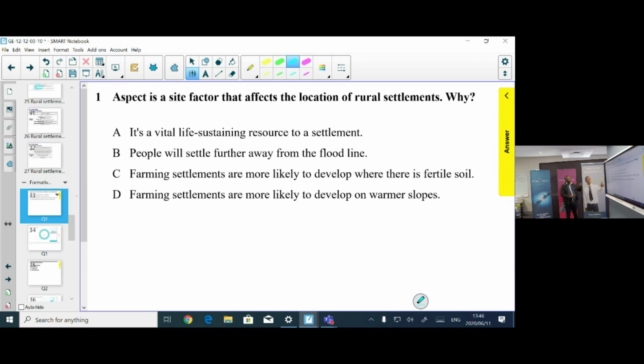It's a vital, life-sustaining resource to a settlement. People will settle further away from the flat line. Farming settlements are more likely to develop where there is fertile soil. Farming settlements are more likely to develop on warmer slopes. So we are talking of aspect.